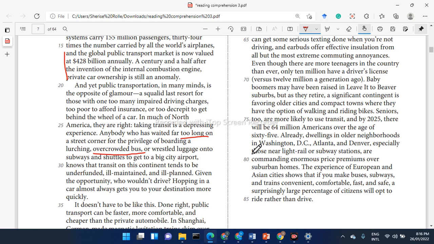Give me something from the passage. I have it on the screen. Waiting too long, overcrowded, the luggage problem. Something else? Ill maintained and ill planned. And underfunded.